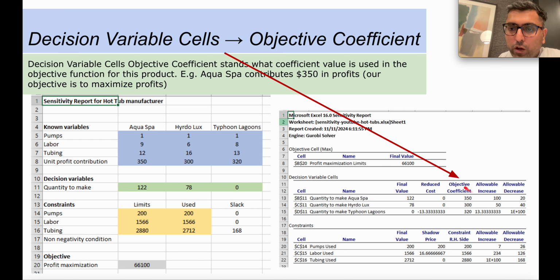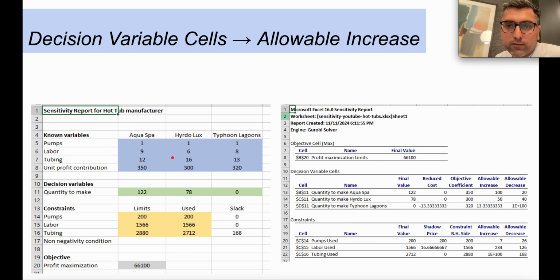For example, we know that each Equispa contributes $350, so it's given to us. So all the unit profit contribution is what the objective coefficient is. It's basically saying this is the coefficient that is applied to my objective function. Remember, it's 350x1 plus 300x2 plus 320x3 that we're trying to maximize. So these are the coefficients, or the profit contribution per unit for each of these products. So that's the objective coefficient. And it matches what's given to us here.